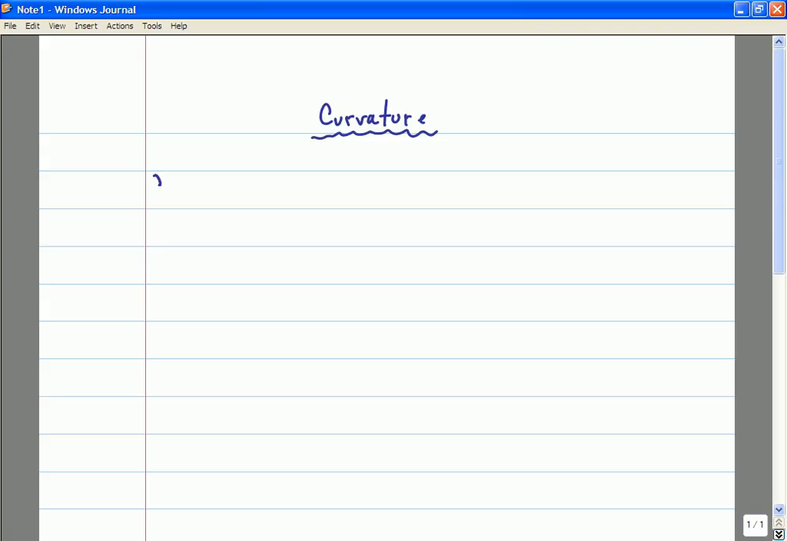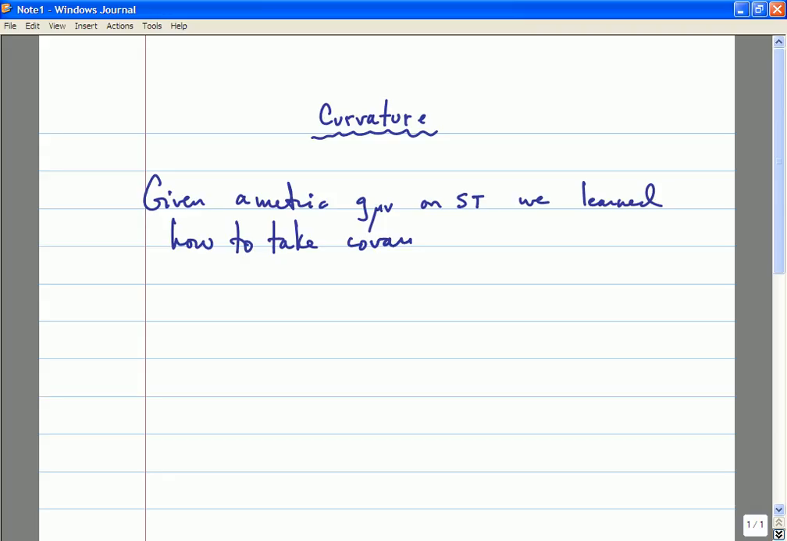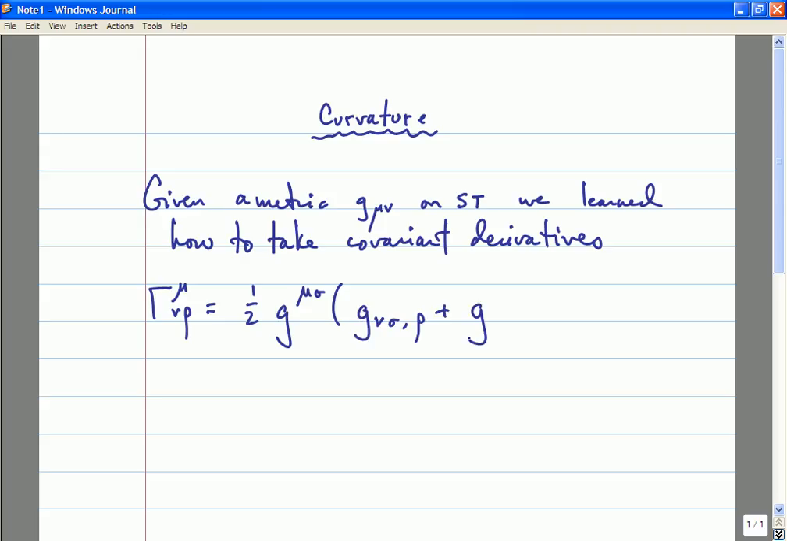So, in particular, given a metric, g mu nu, on space-time, we learned last class how we were supposed to take derivatives in a covariant manner. Namely, we learned how to take a derivative of a tensor to get another tensor. So let me remind you how that works. So we learned how to take derivatives in a covariant manner. One starts by defining the Christoffel symbol, which was 1/2 the inverse metric times the sum of three first derivatives of the metric.